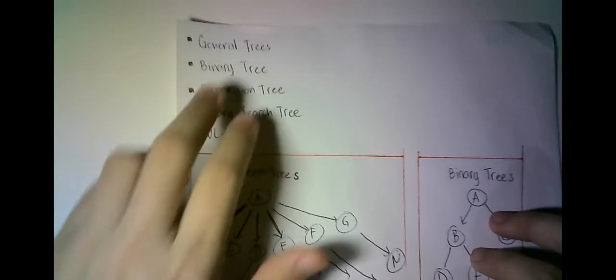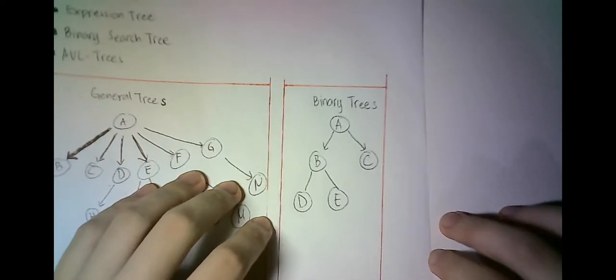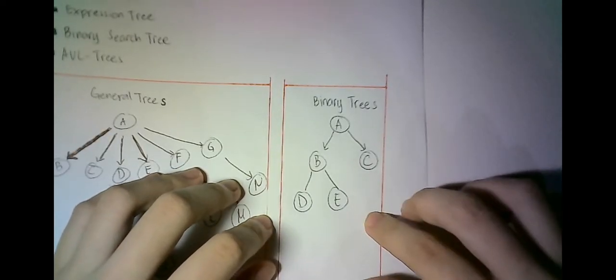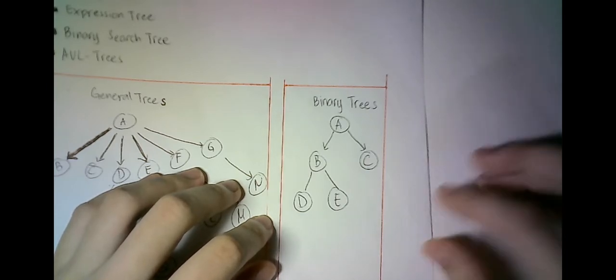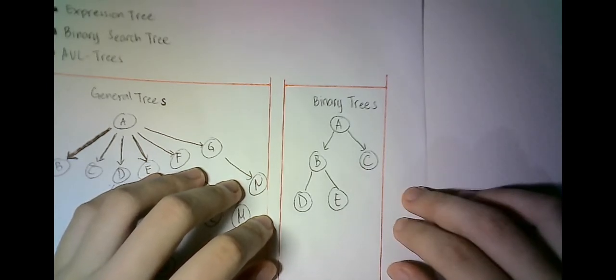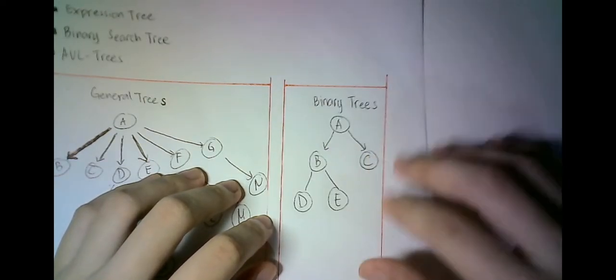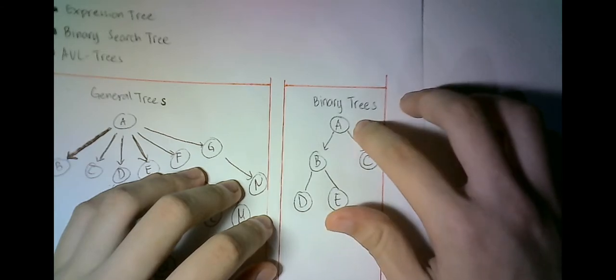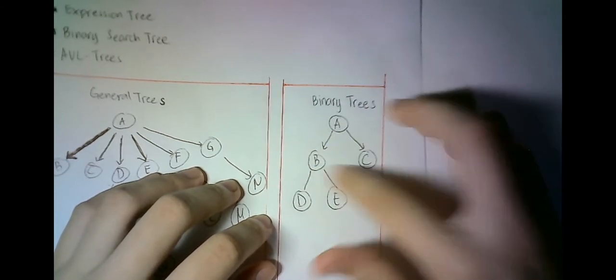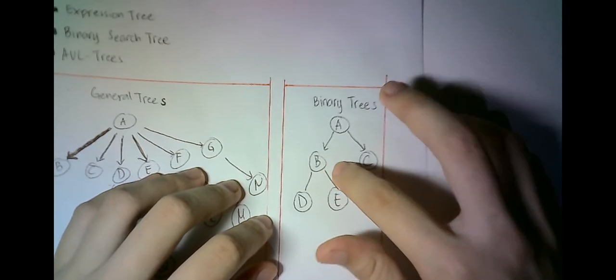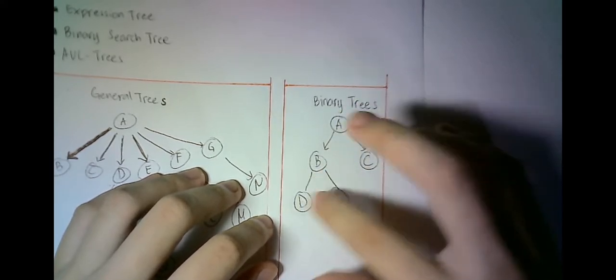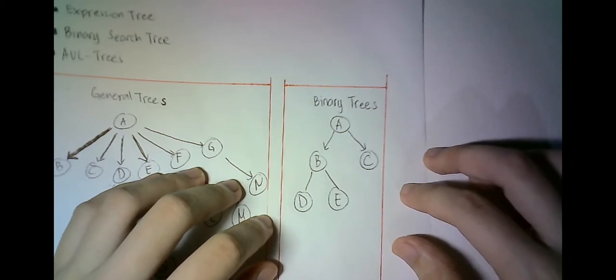Second, we have the binary tree. An example of a binary tree is right here. A binary tree has at most 2 children nodes, just like our tree right here. So the root node has 2 children nodes, and node B right here, which is the parent node, also has 2 children nodes.